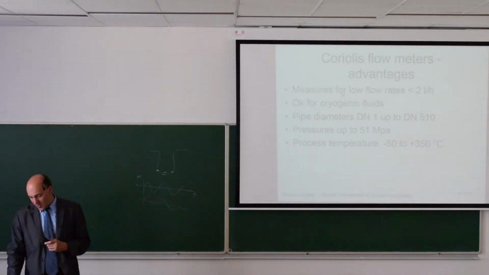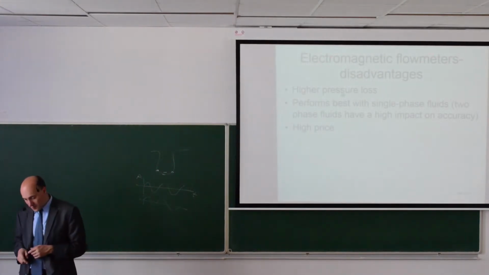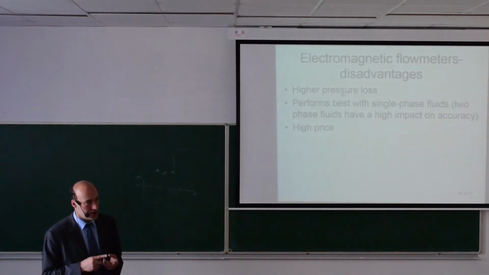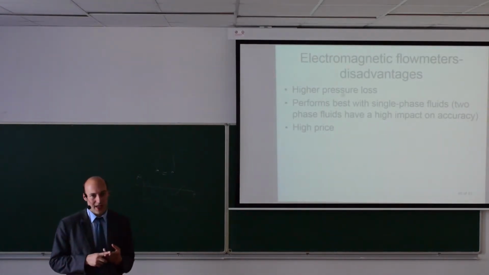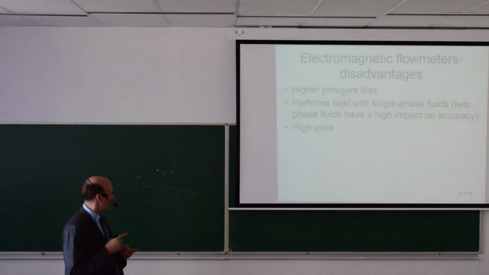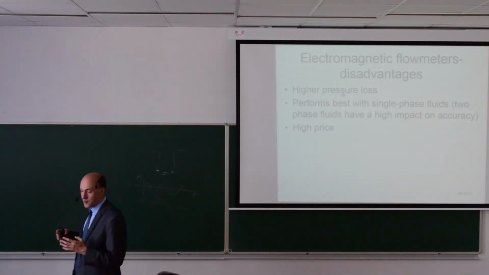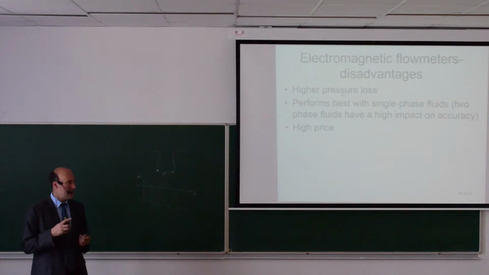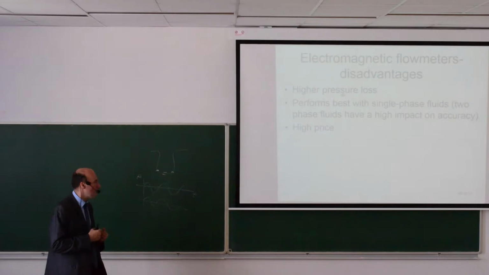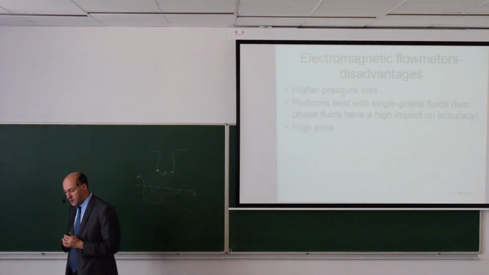And the last disadvantage is, now the title is wrong, it should be Coriolis flow meter. It has a higher pressure loss if you compare it to ultrasound and electromagnetic, because ultrasound has zero pressure loss. It performs best if you have a single phase liquid, so a mixture of just two components, and it's quite expensive. So it is one of the most expensive but most accurate sensors that you can have for flow.